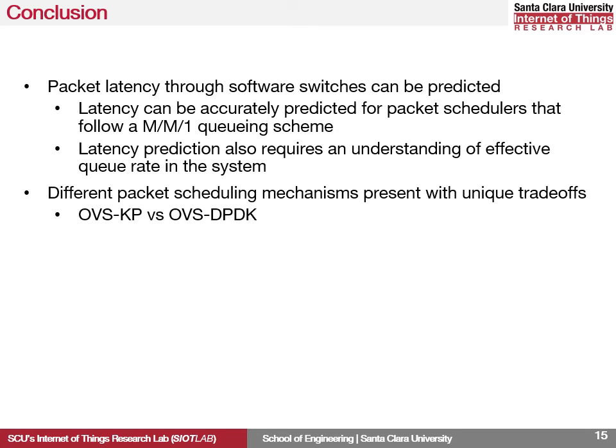In conclusion, we demonstrated that packet latency through a bandwidth-sliced software switch can be predicted. To do so, the effective queue rate must be calculated by determining the switch's queue granularity, and the packet scheduler must follow an MM1 queuing scheme. We also show that the differences in packet scheduling mechanisms come with unique trade-offs. With OVSKP and OVSDPDK, the trade-off was between predictability and low latency.